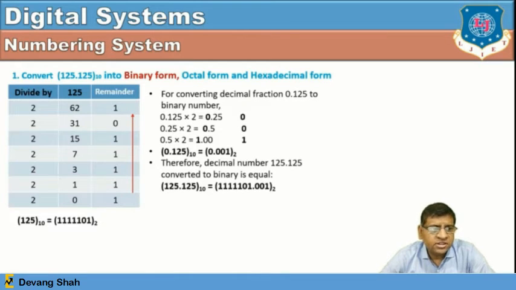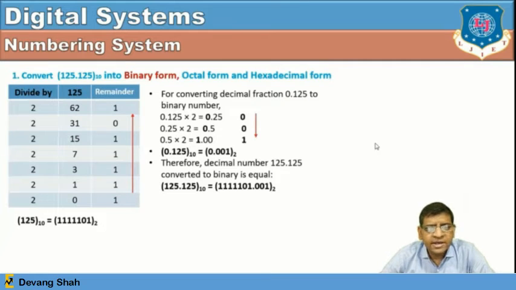and make this particular series. In the same way, after the point, 0.125, you have to multiply by 2. You can see this 0.125 multiplied by 2, the answer is 0.25. This 0 you have to take out and make it one of the bits. In the same way, 0.25 again multiplied by 2 gives 0.5, and this 0 again you take out. Then 0.5 multiplied by 2 is 1, so that 1 you take out.